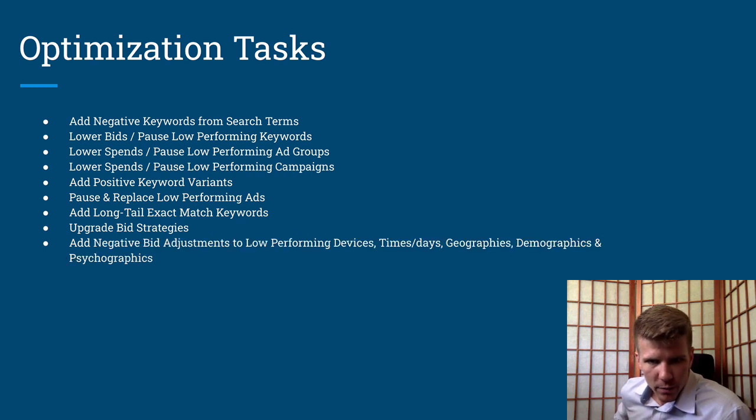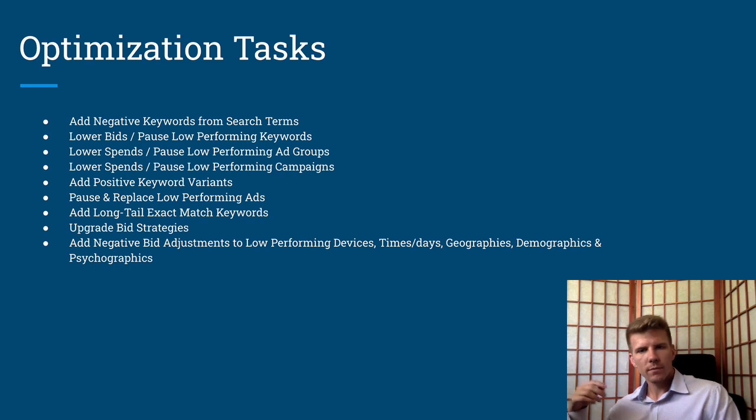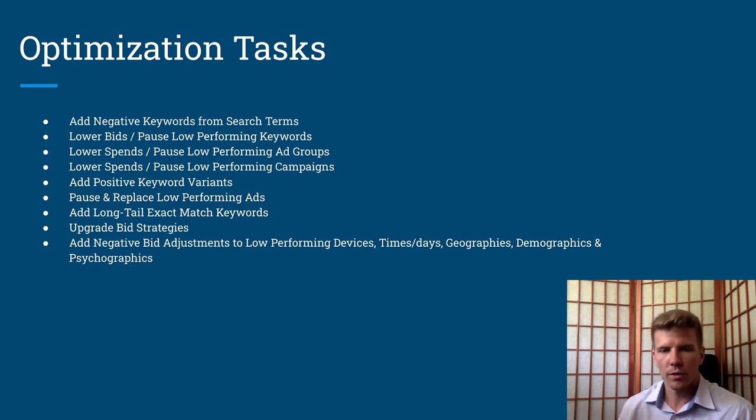Add negative bid adjustments to low performing devices. That's one of the first ones that you can do. Oftentimes you'll find that mobile or computer have a variation in how well they do. So you might want to start with negative bid adjustments of like 15-20% at a time. Times of days, geographies, demographics, and psychographics. You want to look through all that, and you can put negative bid adjustments on any and all that stuff.